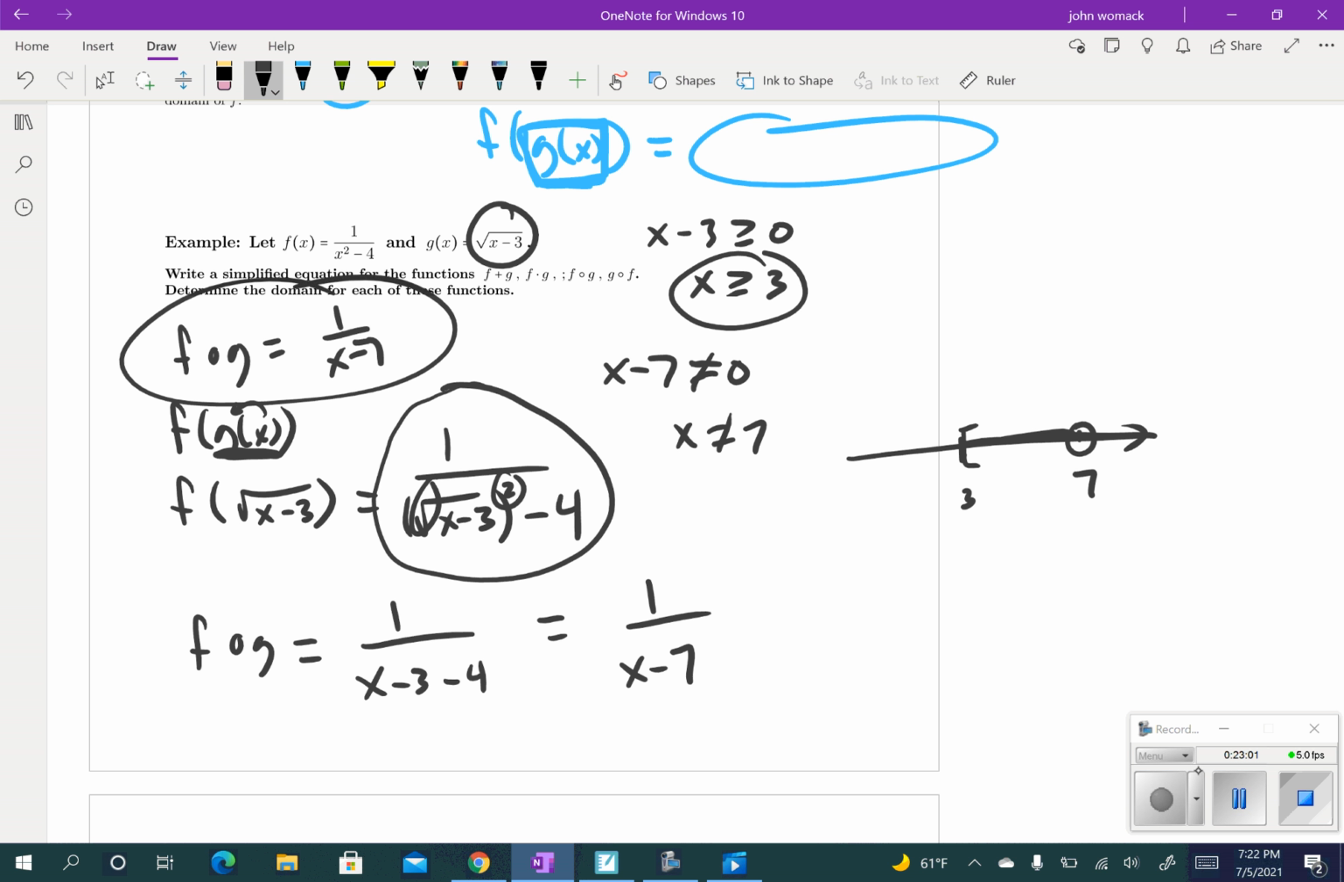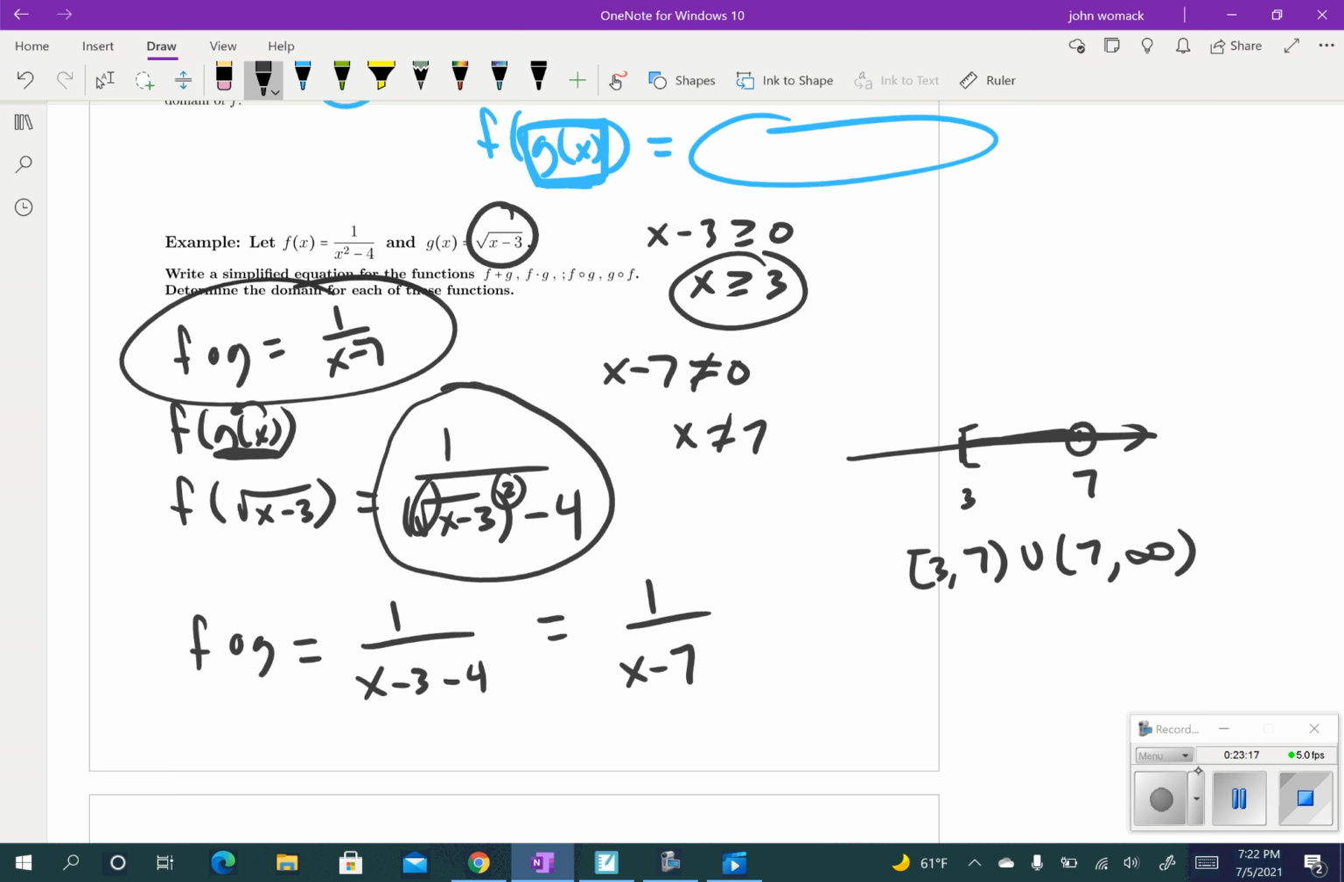So I'd write the final thing, I'm going from 3 to 7, union, and then I'm going from 7 to infinity, going that way. So in other words, it could be anything greater than or equal to 3, as long as it doesn't equal 7.